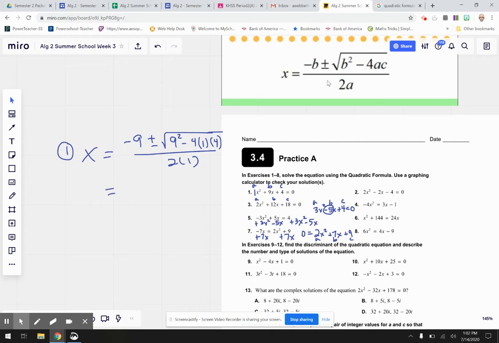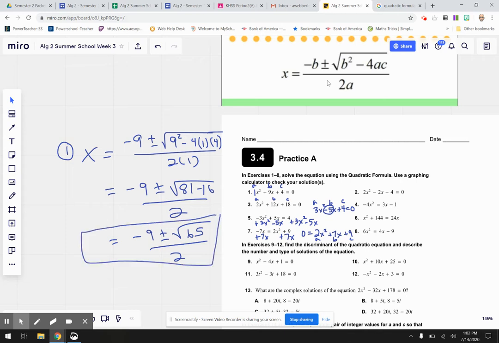So we're going to just work our way down. Negative 9 plus or minus the square root, and then you've got 81 minus 16. So we have negative 9 plus or minus the square root of, and 81 minus 16 is 65, and over 2. Now 65 can't be broken down by any perfect squares, so that is going to be your answer right there. This will be your x value. You can leave it in radical form like that. So that was the first one.